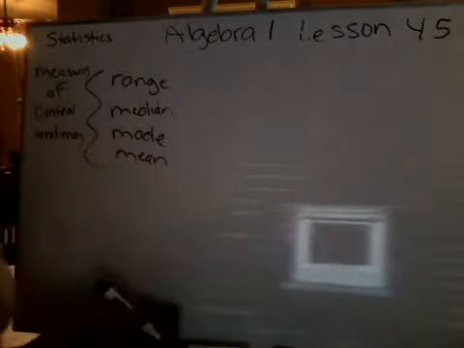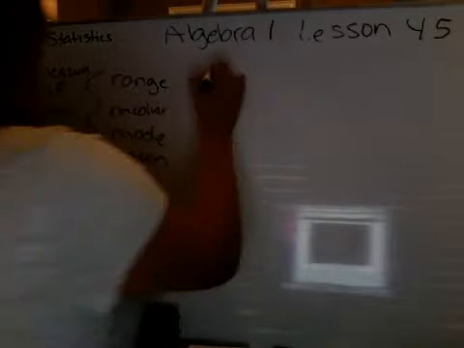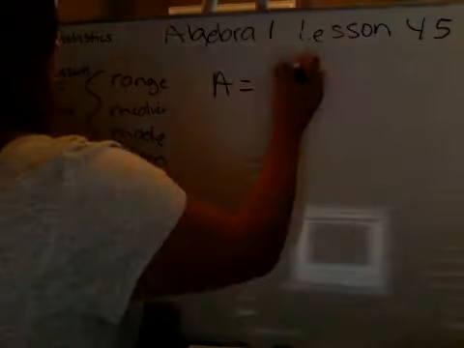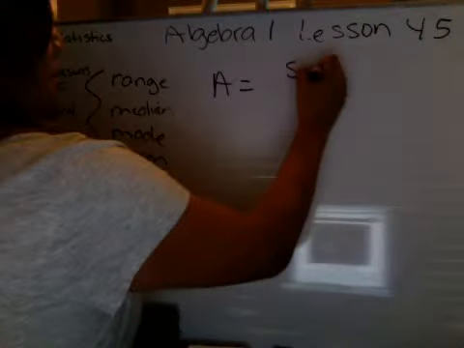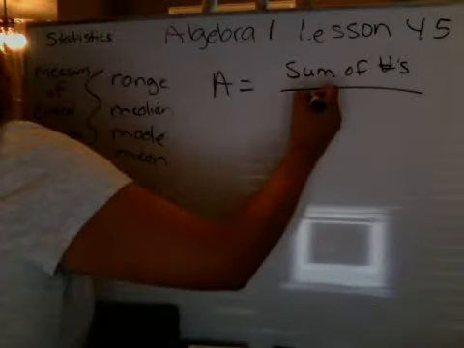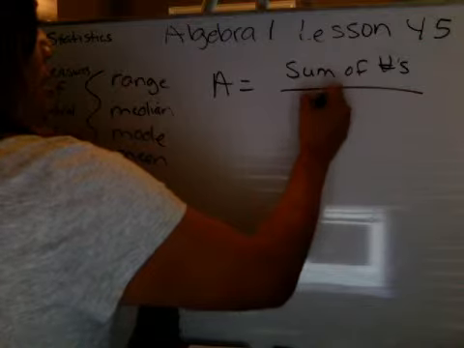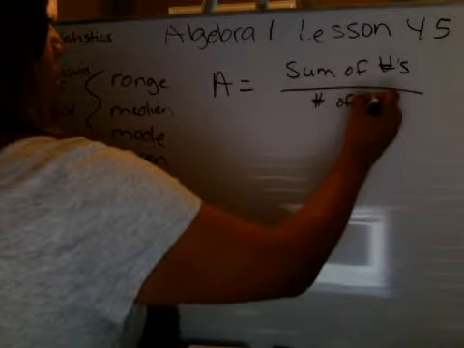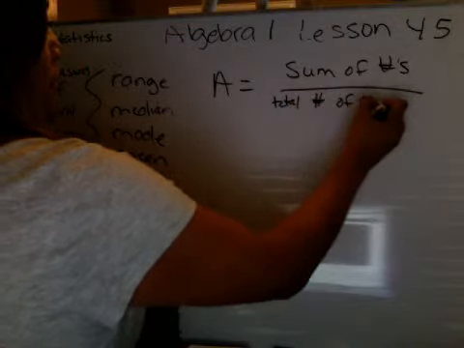Now let's look at example 45.3. It says the mean of 5 numbers is 10. 4 of the numbers are 2, 8, 11, 14. Find the fifth. Well, what do we know about average? Average is equal to the sum of numbers divided by the total number of numbers.